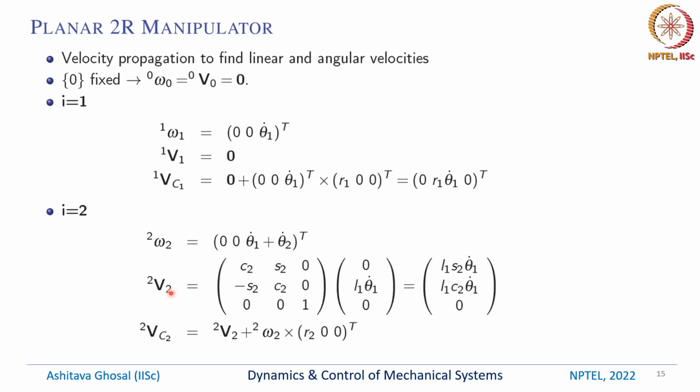The velocity of the origin of the second link is given by L1 S2 θ1 dot, L1 C2 θ1 dot, 0. Okay, this is nothing new. All of these were done when we did the Newton-Euler formulation. And the velocity of the center of mass is the velocity of the origin plus ω cross r, where r is r2, 0, 0. We have assumed that the center of mass is along the link, along the local x-axis.